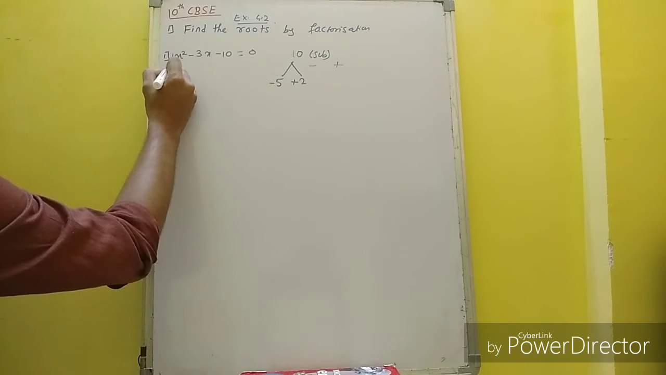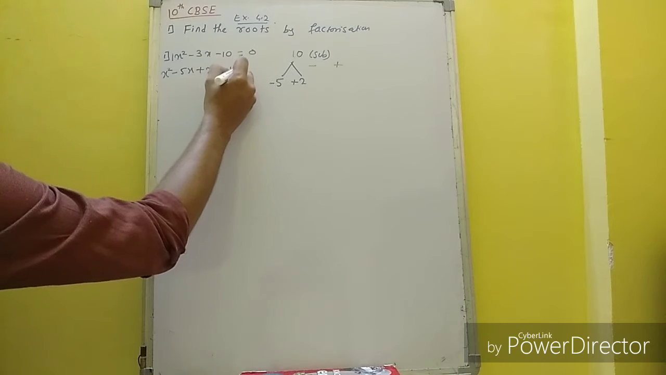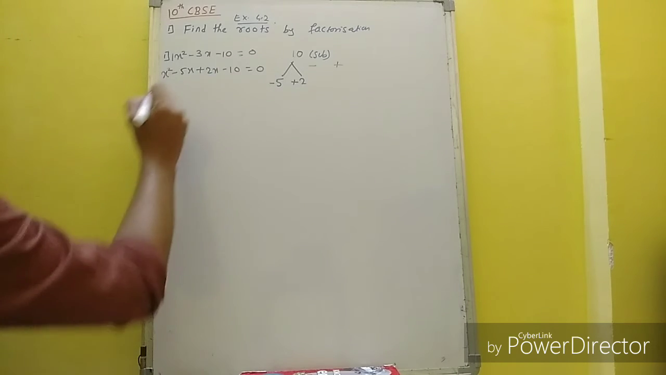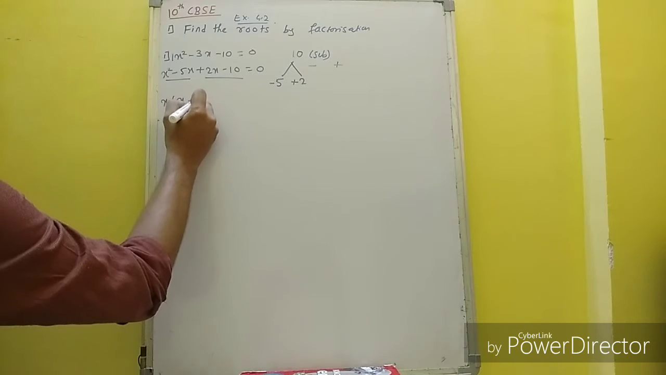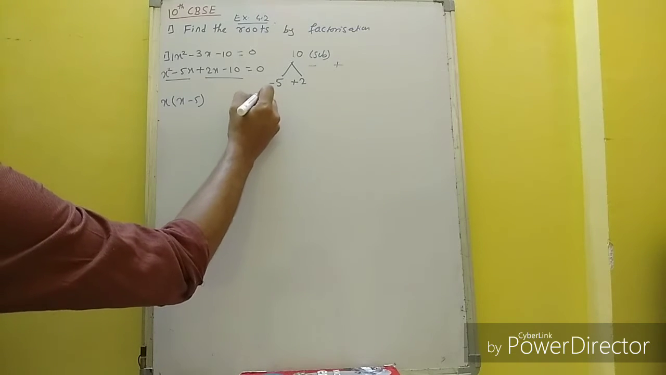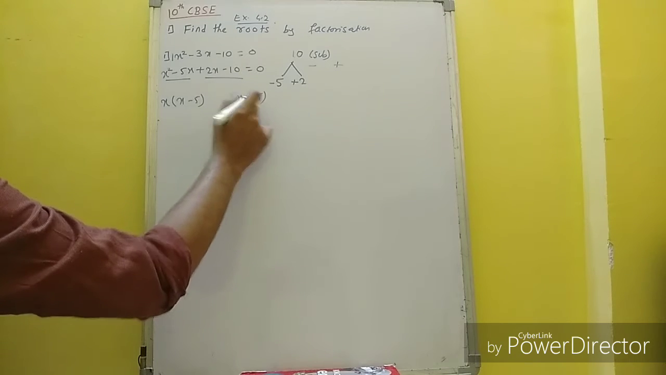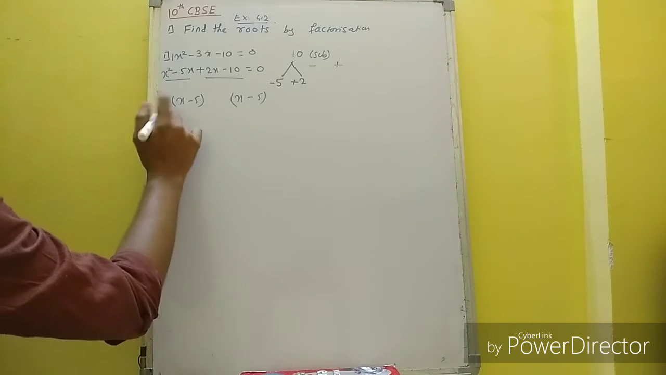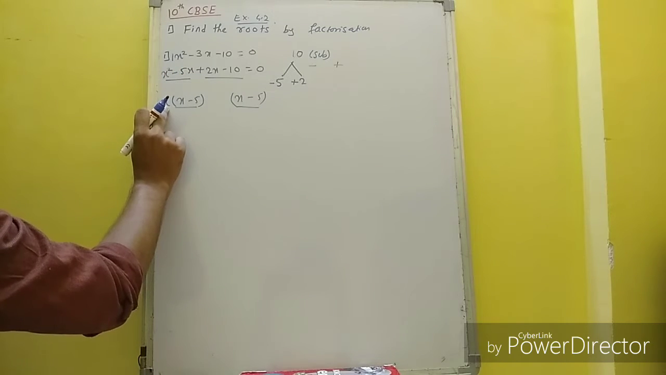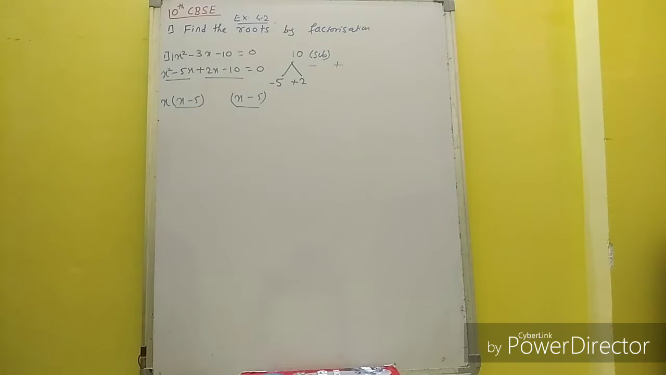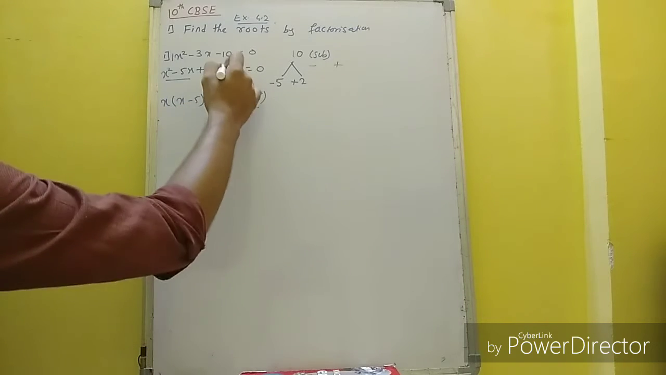So x square minus 5x plus 2x minus 10 is equal to 0. We will take x common, x minus 5 here also. The last signs are not changed. Whenever we are taking common, just copy this bracket. For the first term, we are taking x as common, x minus 5 is remaining inside. So just copy this bracket, x minus 5.